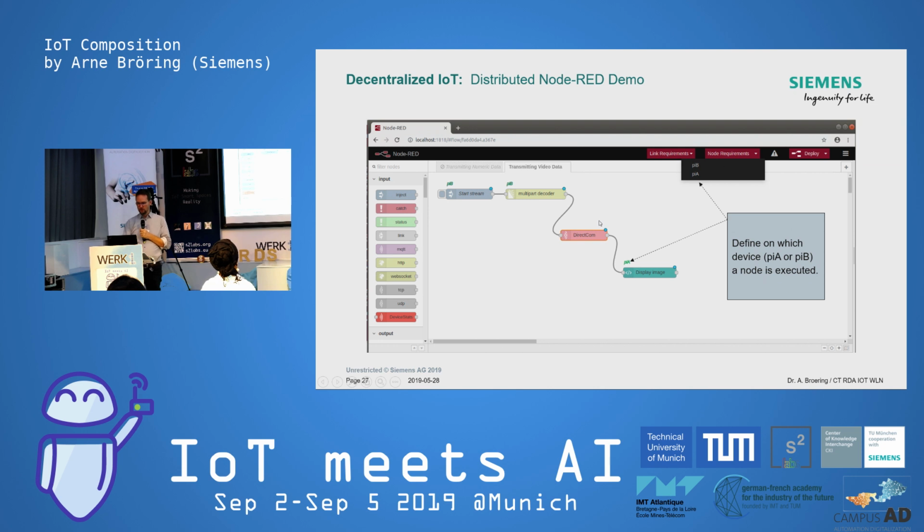Right, so this is how it looks in Node-RED. I can now add further information to this flow of the video stream by selecting nodes and then specifying via the node requirements on which device it should run. These two here, I'm not sure if you can see that, are running on Pi B, and this one here is running on Pi A.